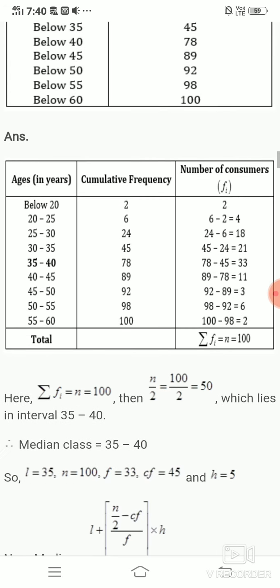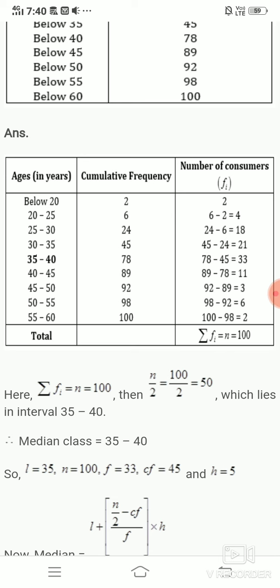Now you can use N by 2. N by 2 is 100 by 2, 50. So 50 in the frequency table. Next to 50 is 78. So the cumulative frequency 35 to 40, so 35 to 40 is the median class.